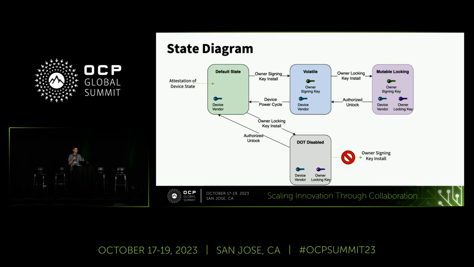You could continue operating the device in volatile. You could do what you want. Say you want to go back to the default state. All you do is power cycle the device. The owner signing key is lost. We're back to that default starting state where we rely solely on the device vendor keys.